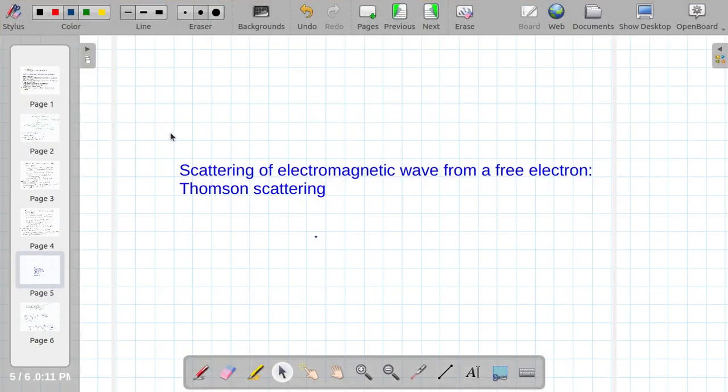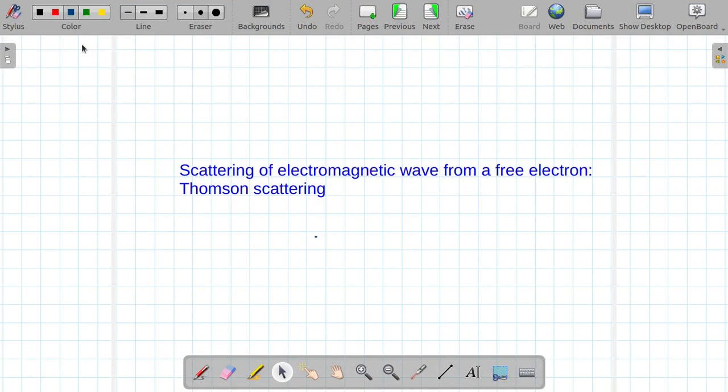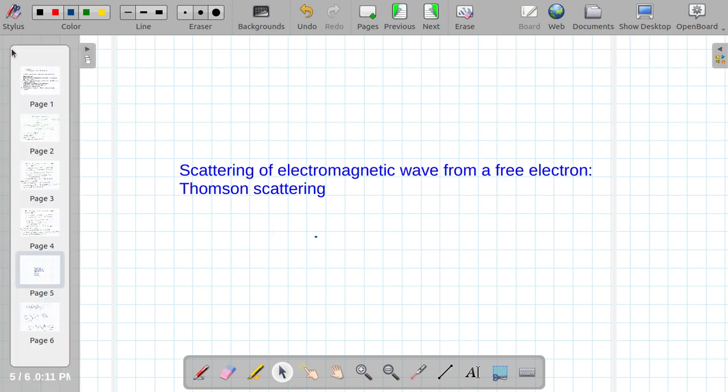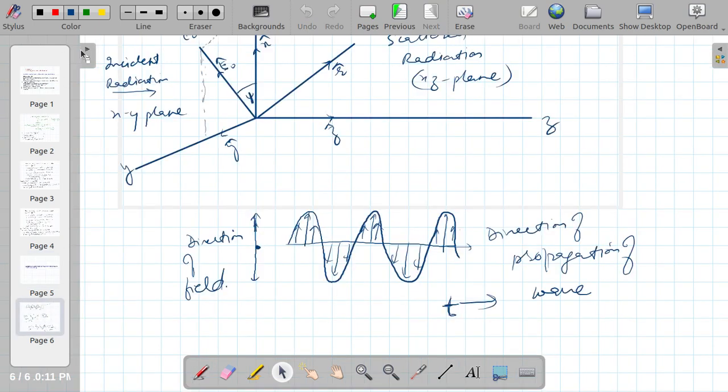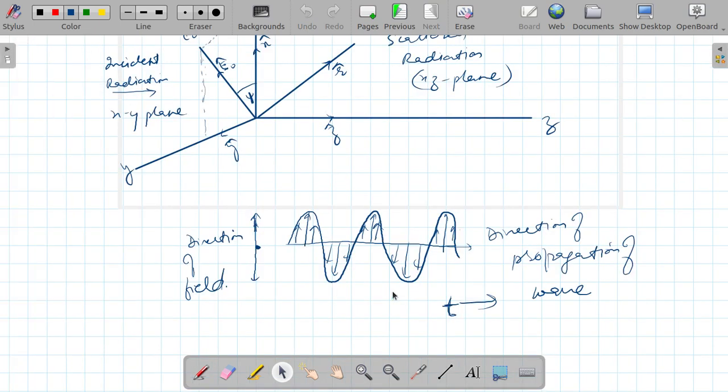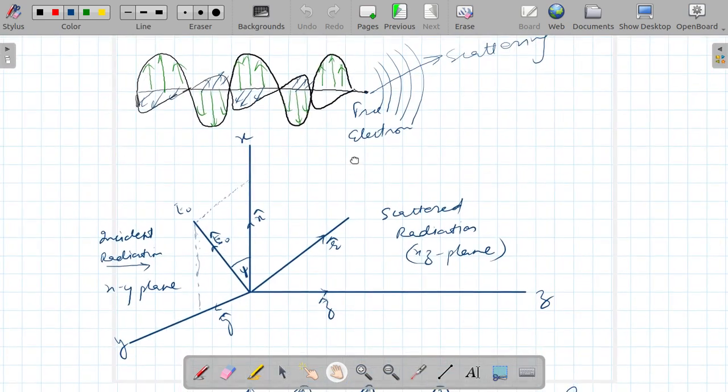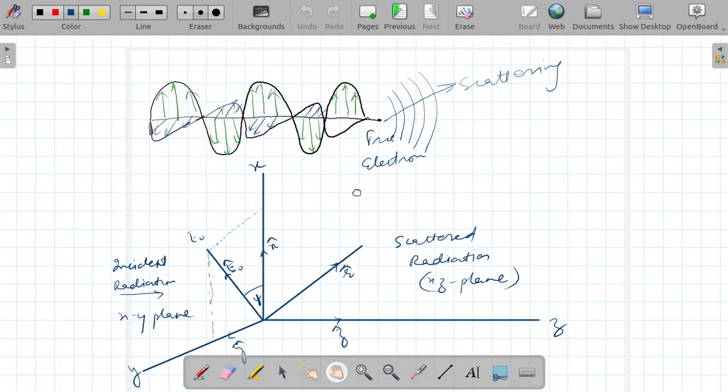So in this lecture, I am going to talk about the scattering of electromagnetic wave from a free electron, and this is known as Thomson scattering. So let us discuss the diagram, how diagrammatically things look like. So electromagnetic wave, this is the electric field component, and along this direction it is magnetic field component.